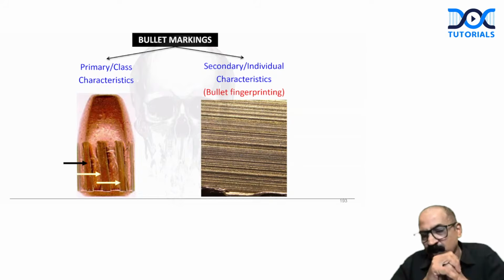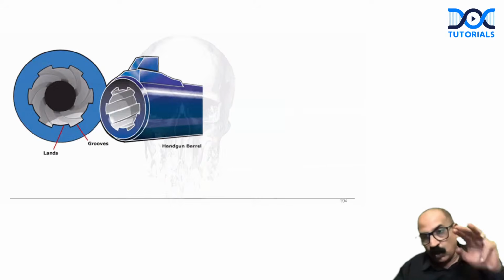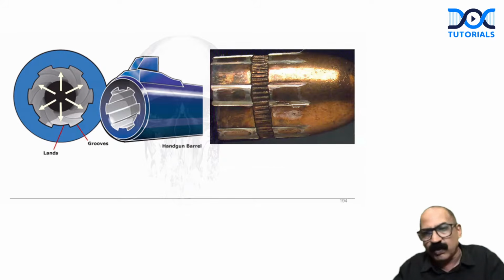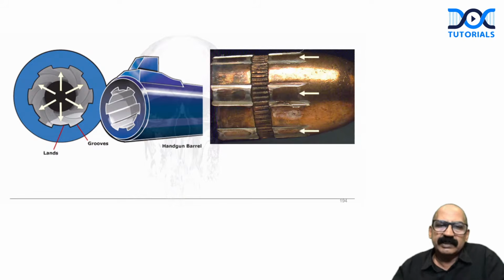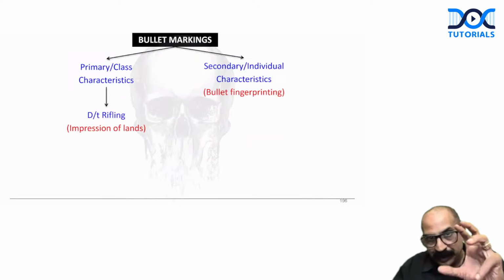Secondary characteristics are also known as bullet fingerprinting. That is microscopic. Let me explain. Now, when the bullet is passing through, it touches the lands, which gives rise to impressions or marks over the surface of the bullet, known as primary characteristics. Okay. See here. It is macroscopic. It is due to the impression of the lands.